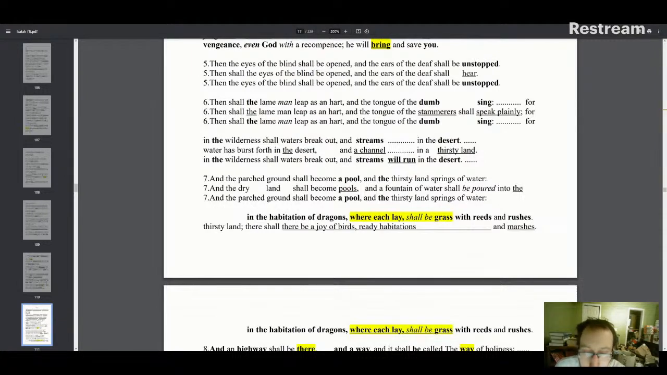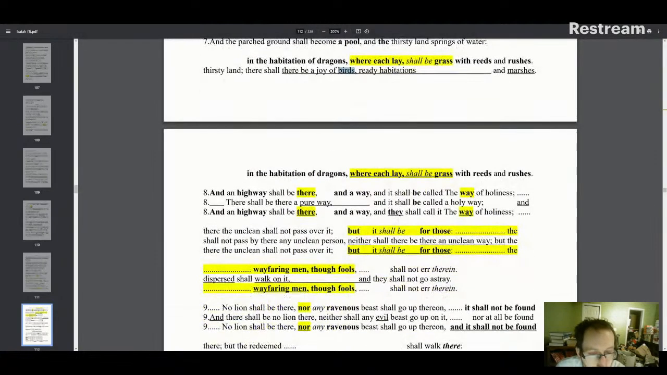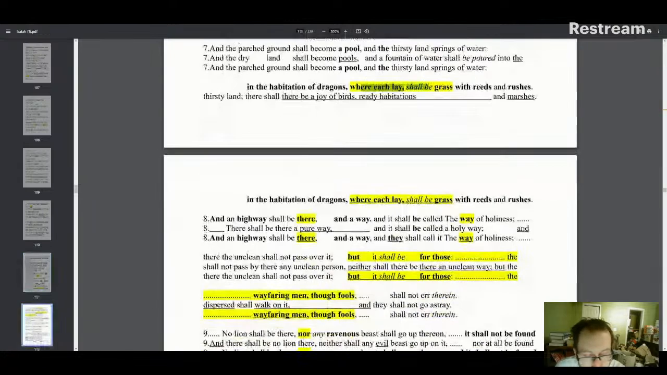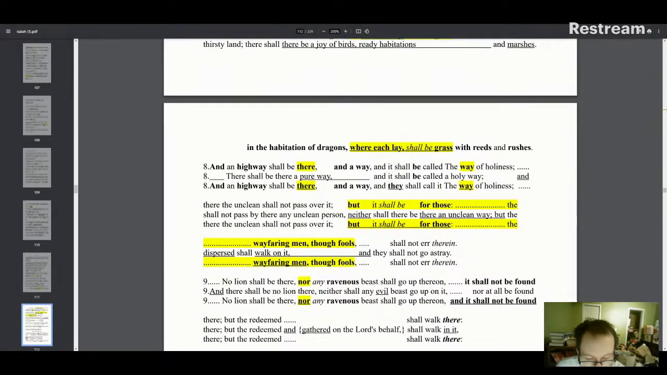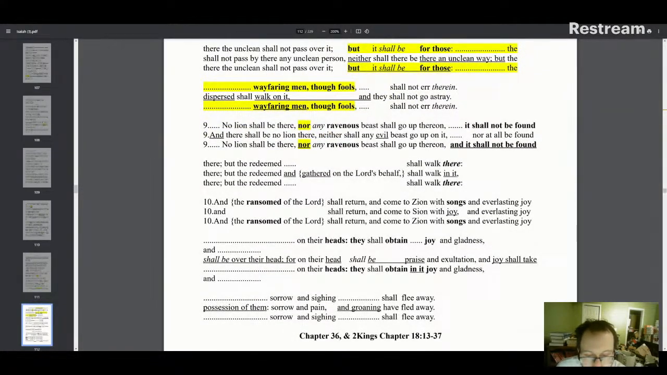Let's see here. Singular versus plural. Here we have dragons versus birds. Very different reading there. Now, when you see yellow marks here, this is my friend highlighting things that he wasn't sure about. He wasn't sure how to mark those things. Okay. Gathered on the Lord's behalf, ransom of the Lord. So a little bit different word order here.